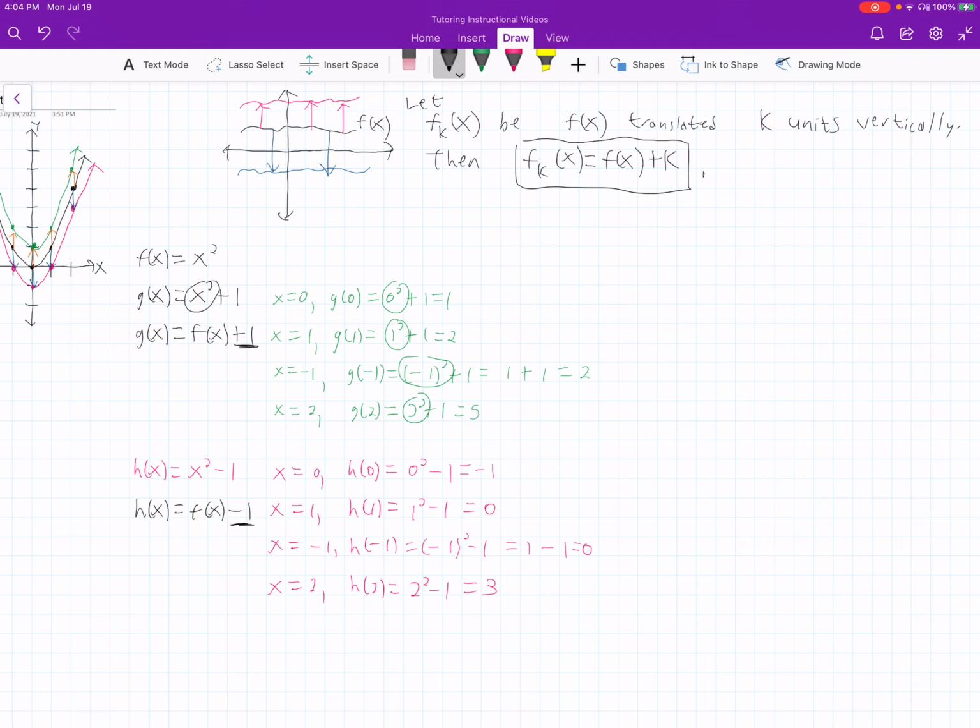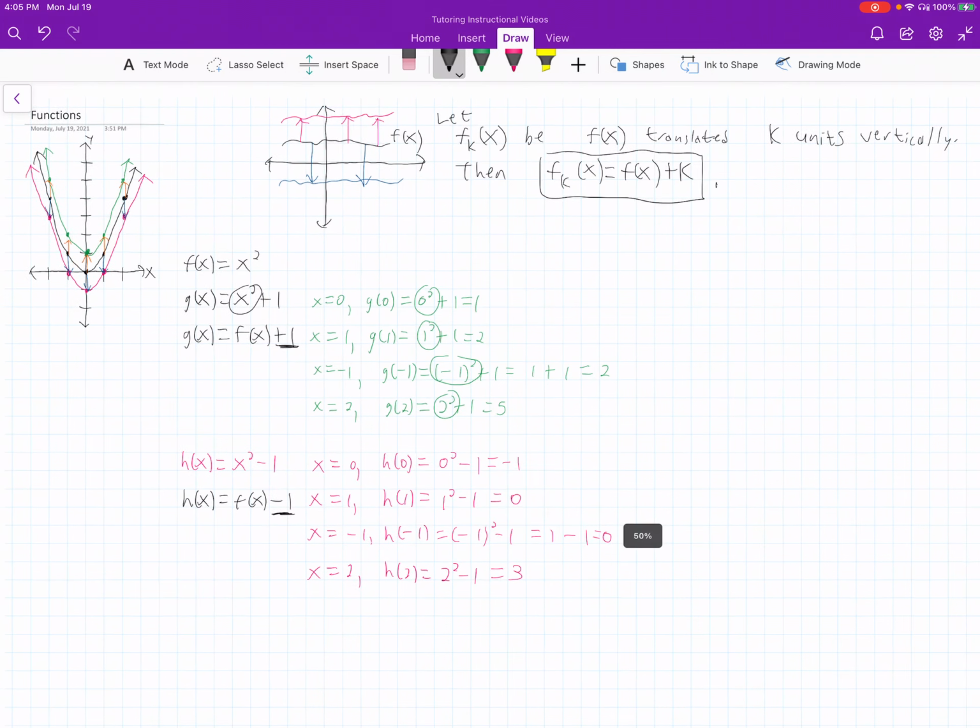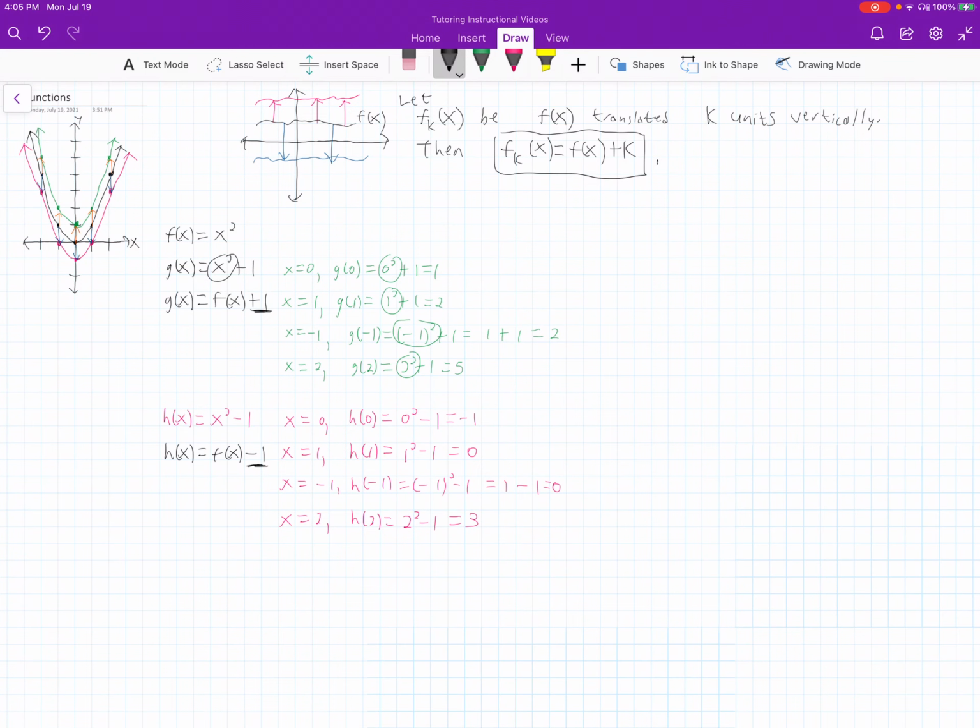Alright, so that's the main point of this video, that to shift a function, I keep saying shift, the title of the video says translated, either way it's fine. If we want to translate the function vertically by k units, we can just in general add k to the function.